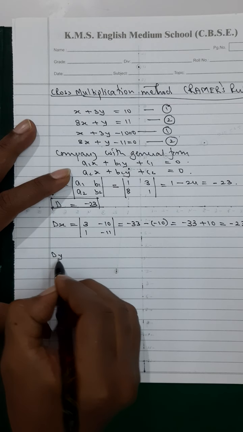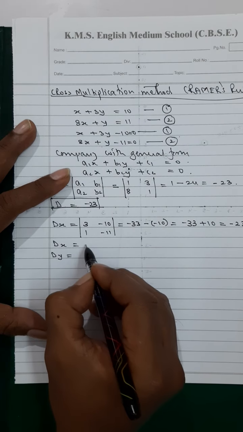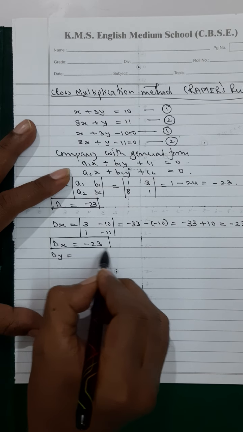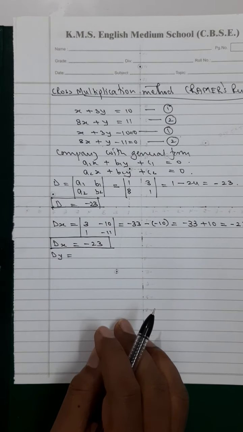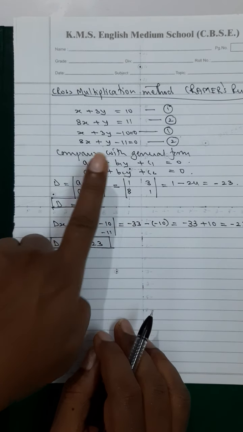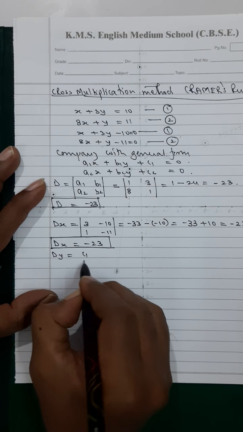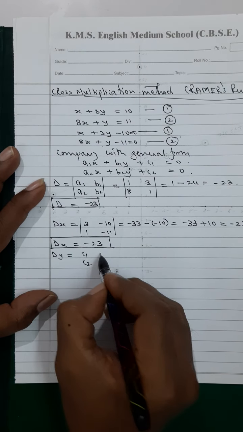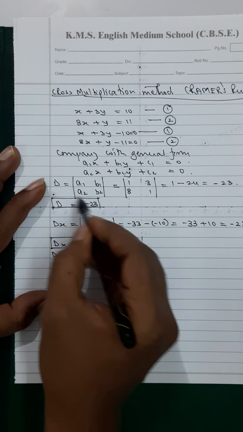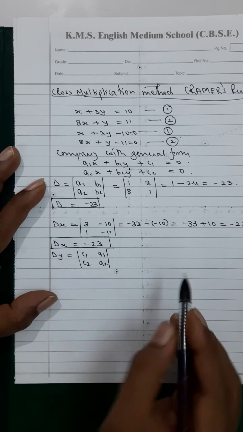So for Dy, Dx is equal to minus 23, this you have got. For Dy you will have to swap the places, as I told you, because the general form is different. So for y you have to swap the places. C1, C2 will come over here. I have not written it over there. Here also I should have written A1, A2, as I wrote over here. Here also B1, B2, C1, C2 should have been written.